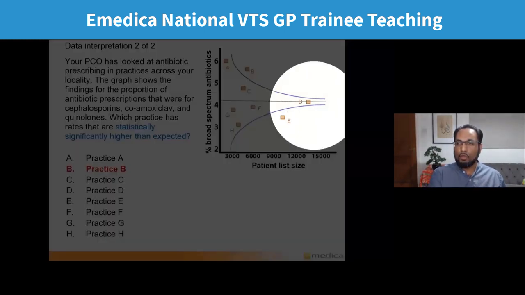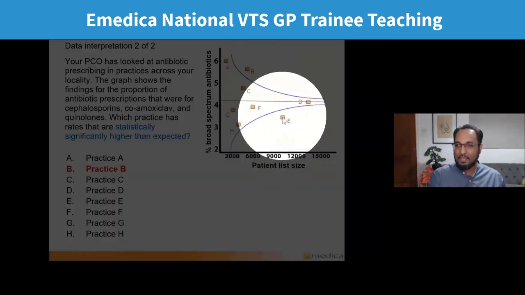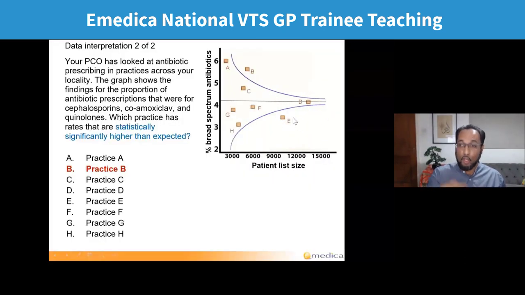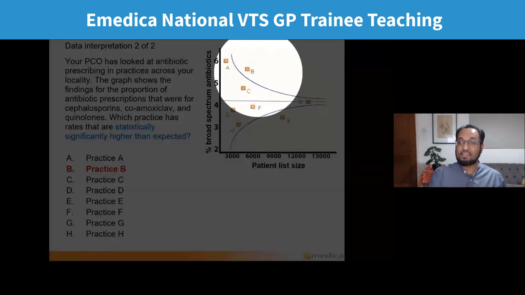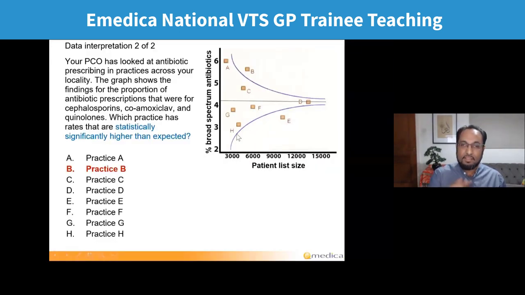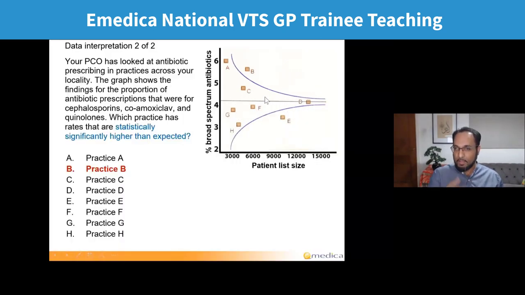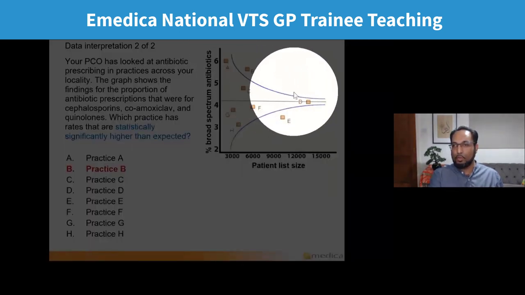Okay, so the only ones that are statistically significantly outside what we'd expect are practice E, which is statistically significantly lower. They're doing really well. And practice B, which is statistically significantly higher. A is very high, but because it's such a small practice, it doesn't get to the level of statistical significance, okay? So that's why the right answer is B, okay? It's higher than expected, and it's statistically significantly higher because it's outside of these blue lines.